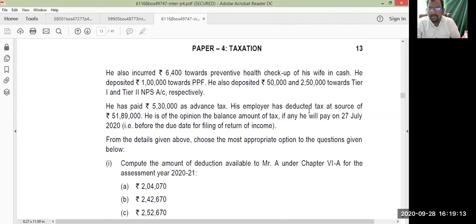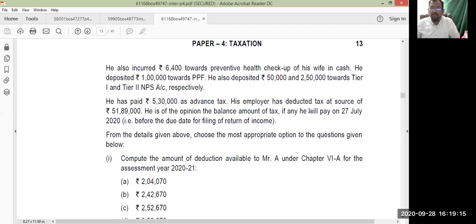He also incurred 6,400 towards preventive health checkup of his wife in cash. In cash, can I claim it as deduction under section 80D, yes or no? Answer is absolutely yes, I can claim. Preventive medical health checkup, even if you made the payment in cash, is eligible for deduction, but subject to a maximum of 5,000. That 5,000 is also subject to overall ceiling limit of 25,000.